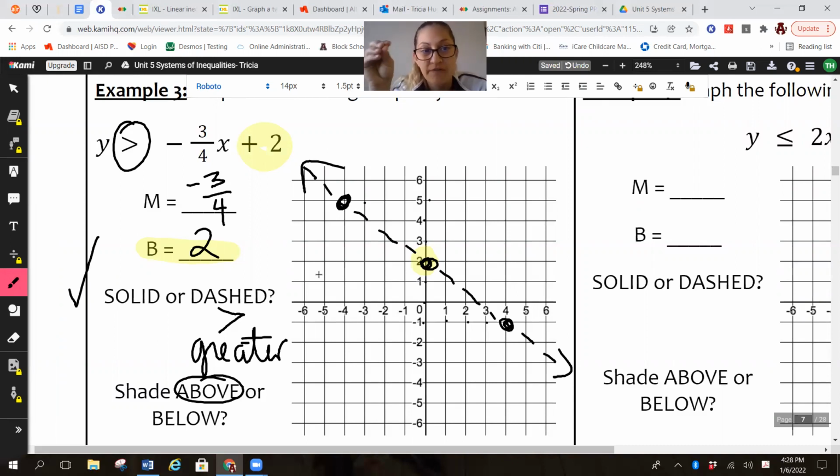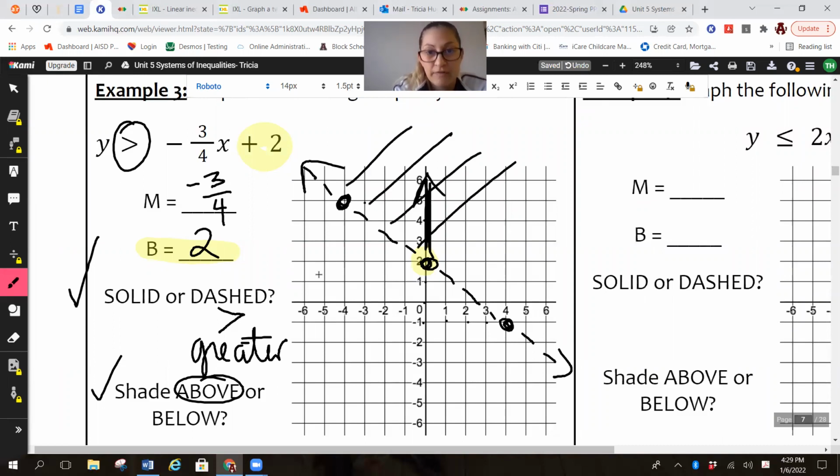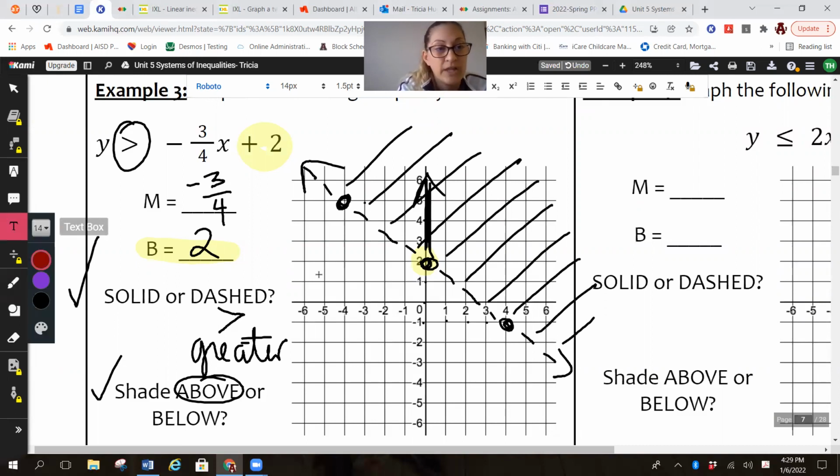Remember, ask yourself, is it solid or dashed? Ask yourself if it's shade above or below. So we've already circled above. So this is above. So this would be above the line. Every point that's above the line is in the solution set. Okay.